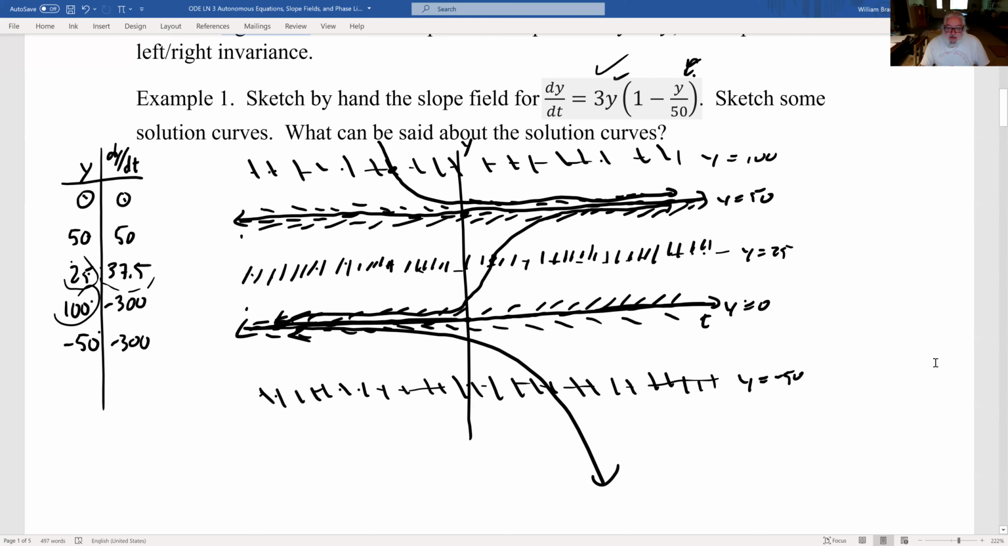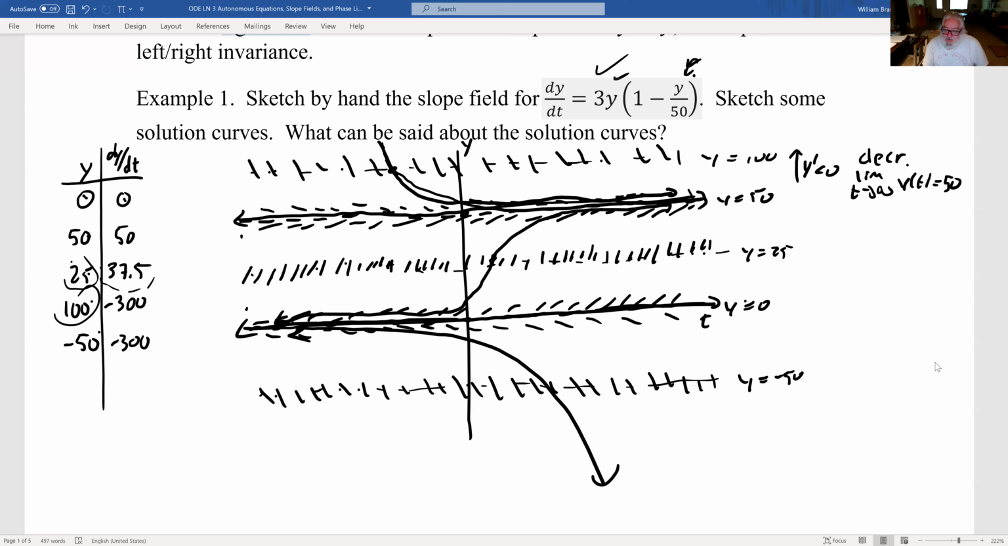What can we say about the solution curves? Well, up here, y prime is 0. So what does that tell me about solution curves? They're decreasing. And the limit as t goes to infinity of a solution curve is 50, right? So the solution curve comes down here and becomes asymptotic to that.